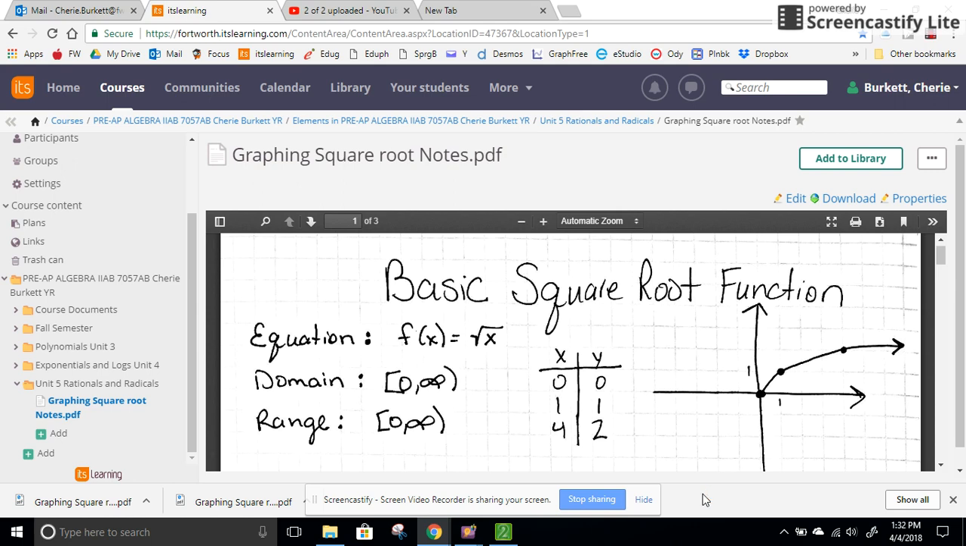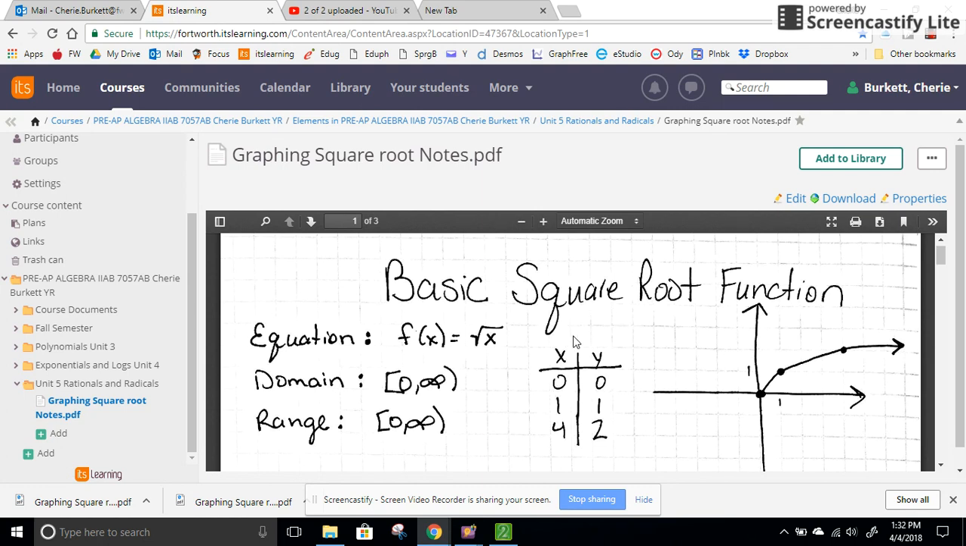Okay, so we are starting a new unit, Unit 5. I've created a new folder for Unit 5 in It's Learning. So go to the Unit 5 folder, open the PDF that's titled Graphing Square Root Notes, and all you have to do is read them, okay? I've written all the notes down.